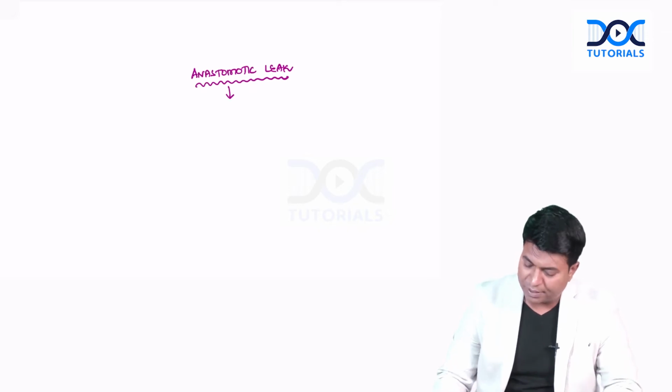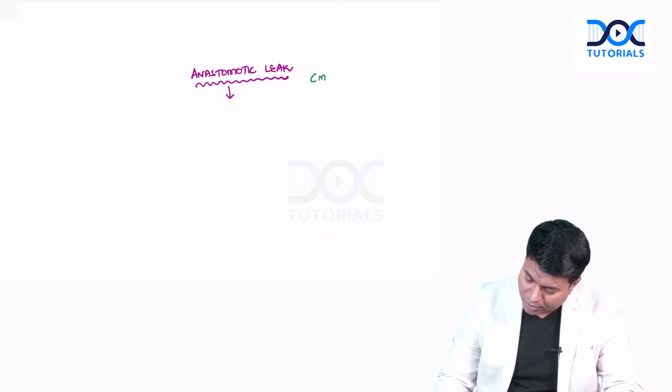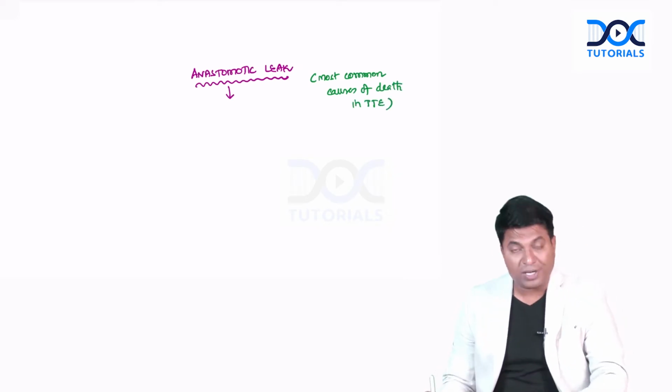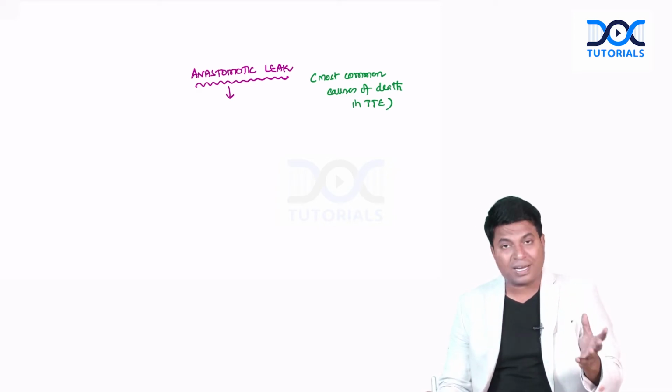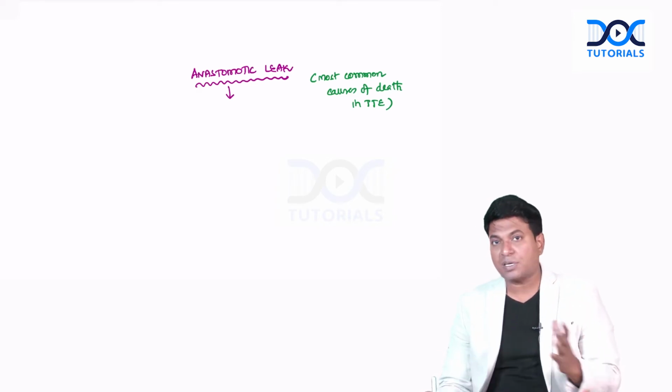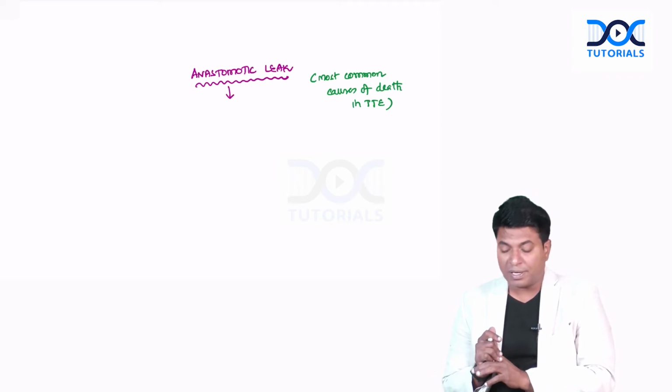So there is a controversy. Anastomotic leak is one of the most common causes of death in transthoracic esophagectomies, not in transhiatal. In transhiatal, the leak will come out and will not cause death. But in transthoracic esophagectomies, anastomotic leak is one of the common causes of death.